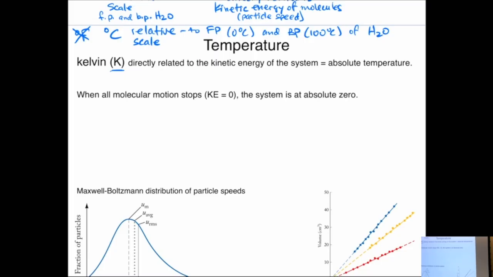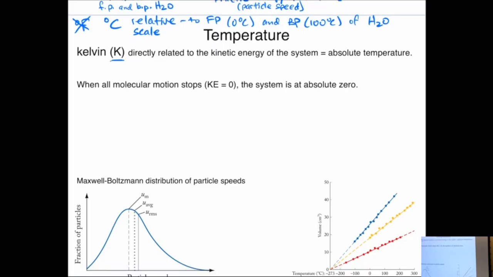So when we talk about how temperature affects gas behavior, what we're really talking about is kinetic energy of the system. All right? If I were to take a container, let's make a container here of gas molecules. So each little dot here is a gas particle. Doesn't matter what the gas is. We're going to assume that this gas behaves ideally.